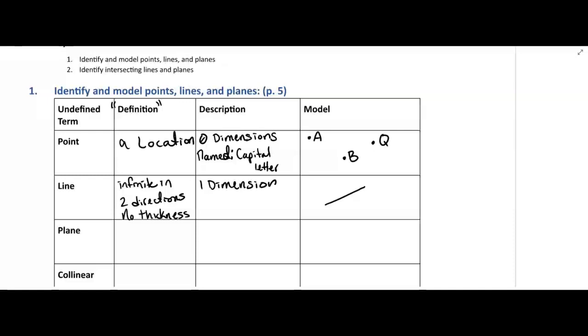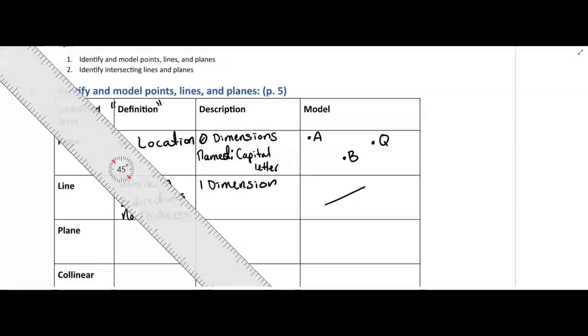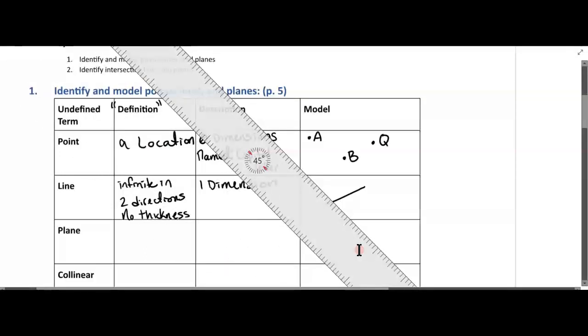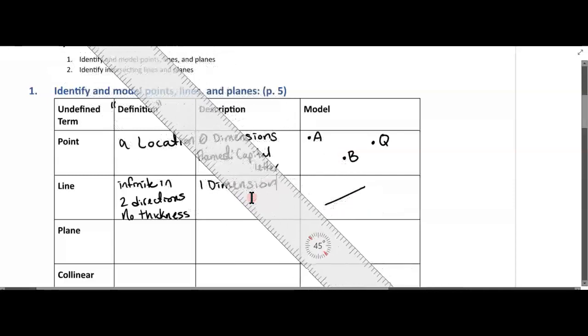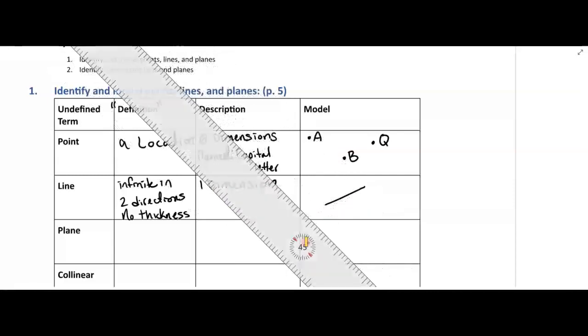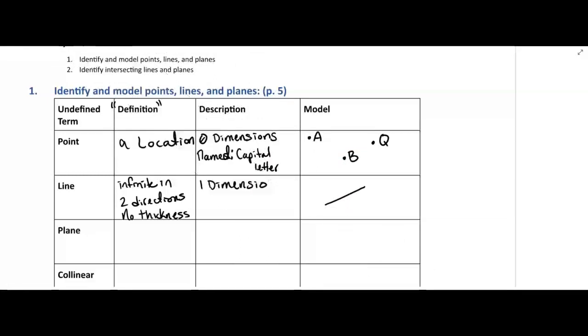So if I had a ruler, I might line that up. And I could line my ruler up and measure a distance, and maybe this is 2 centimeters. Now, something important to represent that our line goes infinitely in 2 directions, we're going to add an arrow here and here. So that indicates that it actually continues all the way and even off of my page forever.